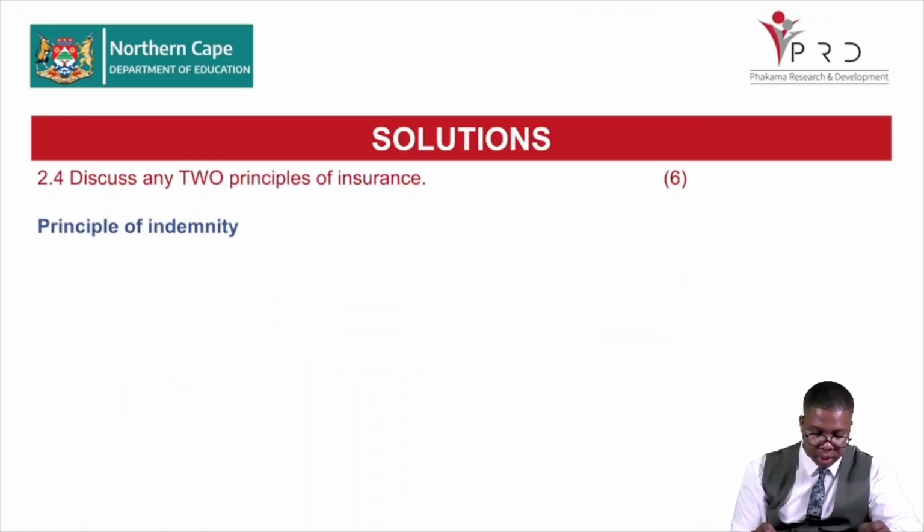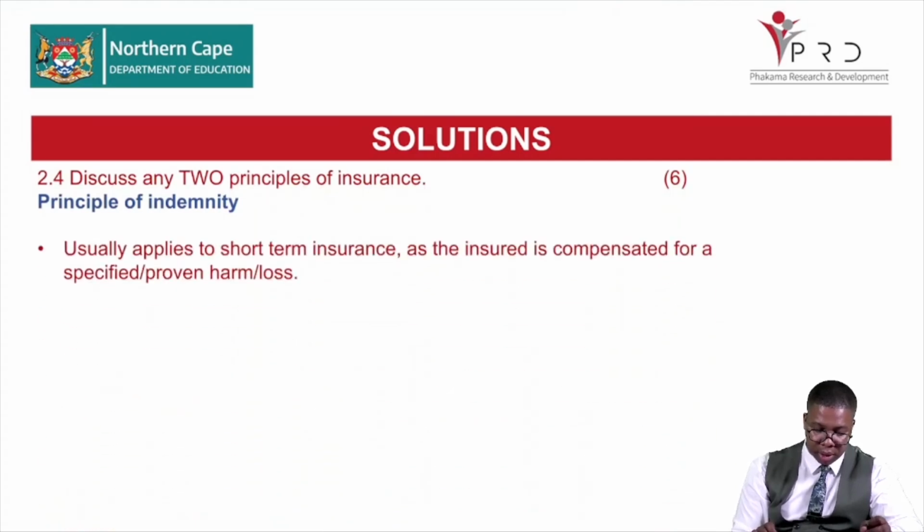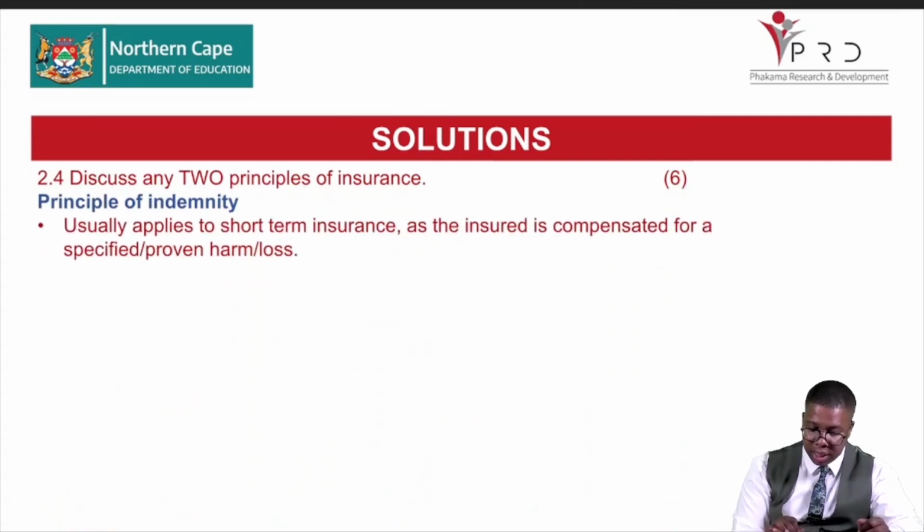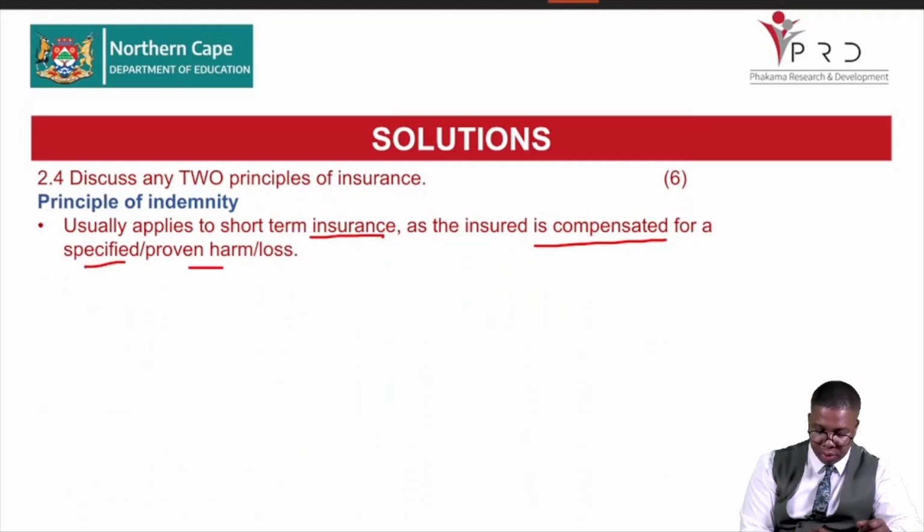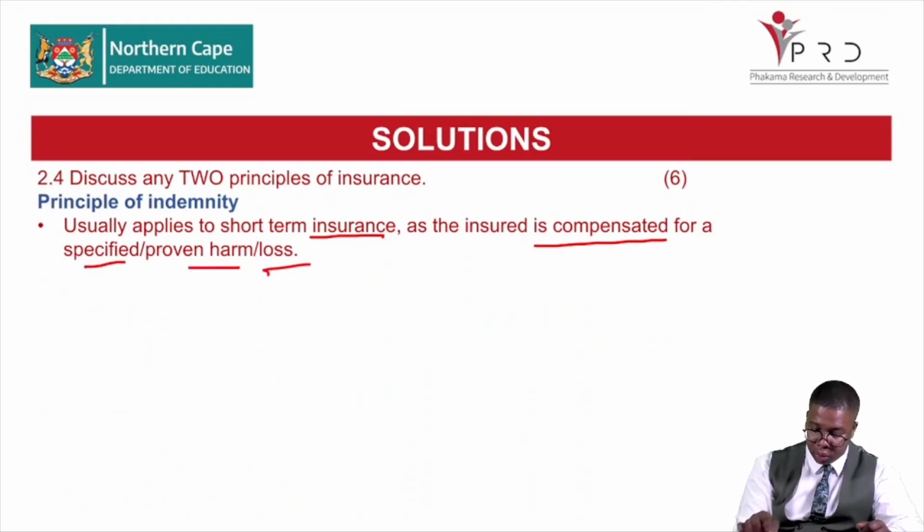Then discussing the principles of insurance. The first principle is the principle of indemnity, which gives you an idea that it is usually applicable to short-term insurance, as the insured is compensated for specified harm or proven harm or losses. Then that's one. Then you look into the principle of security.